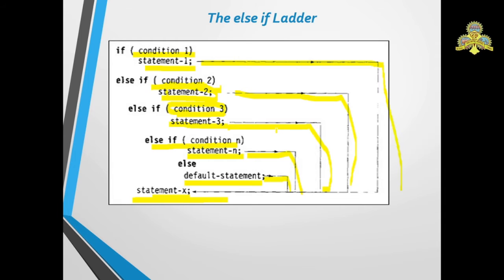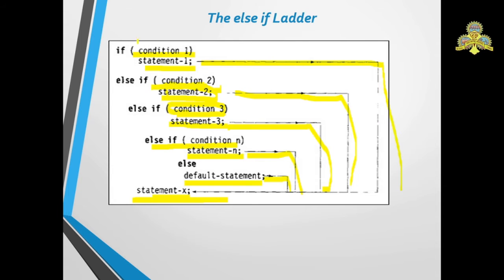Here in this else if ladder, the conditions are evaluated from the top. From the top of the ladder, the conditions are evaluated downwards. As soon as the true condition is found, the statement associated with it is executed. Its meaning is, as soon as the true condition is found, its associated part will be executed, and then the control is transferred to statement X. It means it will skip the rest of the ladder.